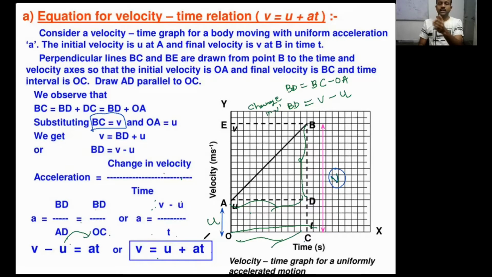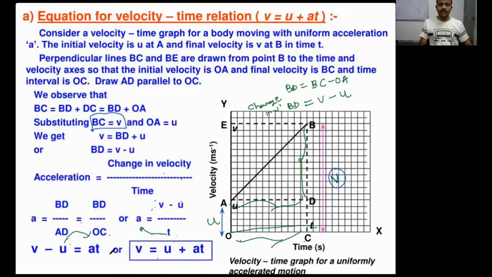So BD will give you the change in velocity, V minus U, by time. Time will give you the AD, as AD is parallel to the OC, right? So BD by OC. From this equation we get BD value is V minus U, AD value is T, right? A equal to V minus U by T. So T, when you take it this side, it will become AT. So V minus U equal to AT.